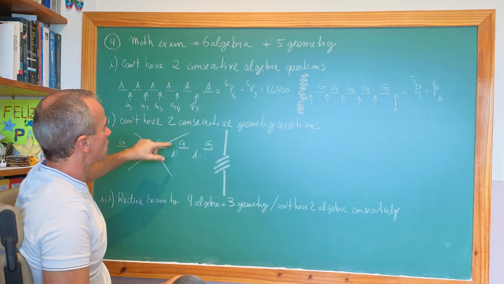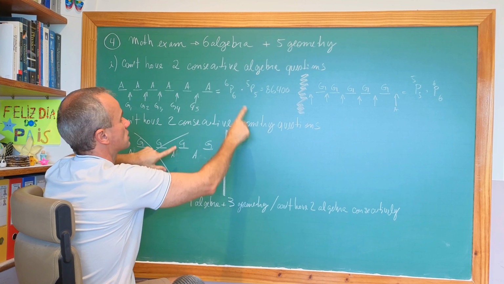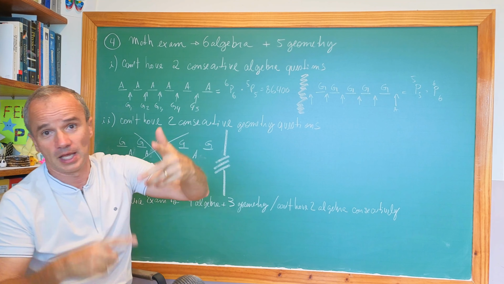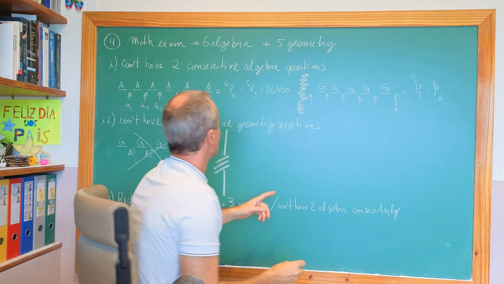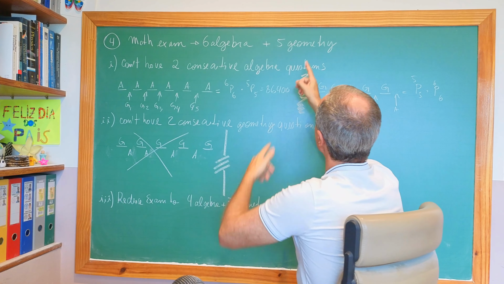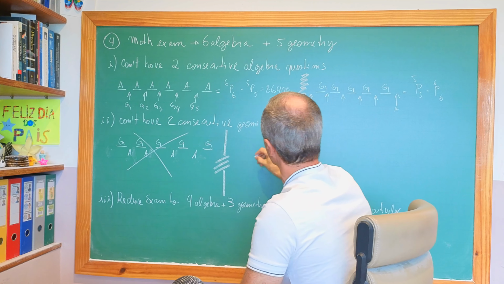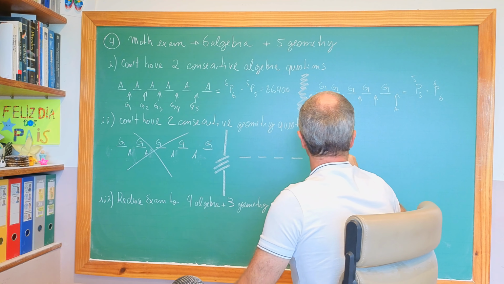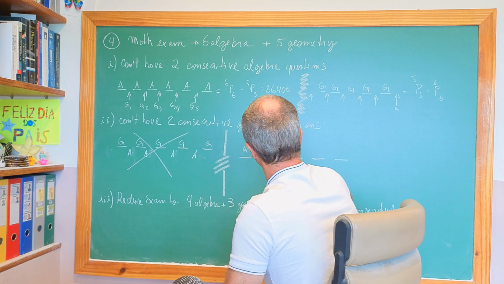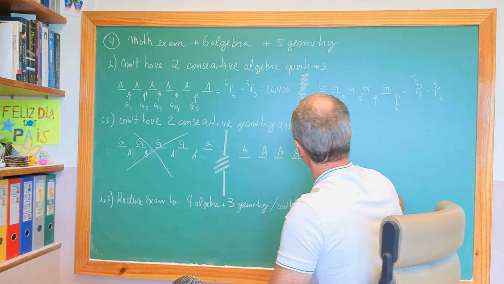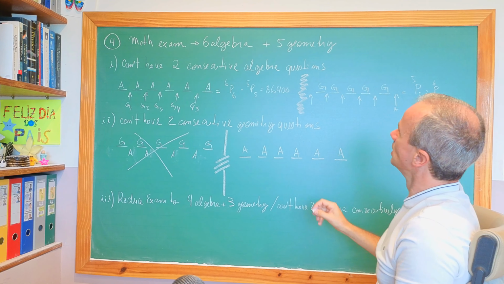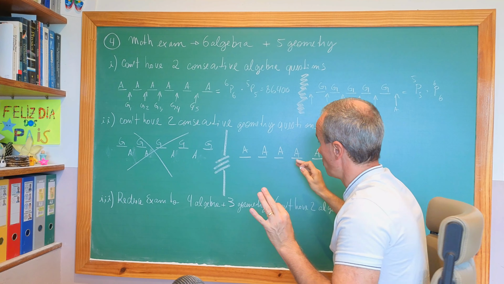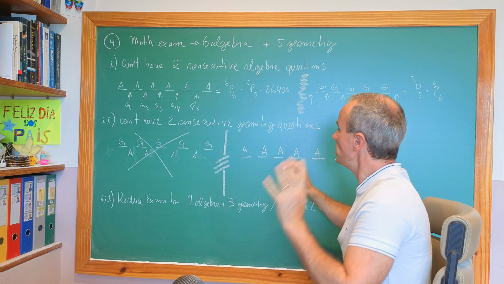So I cannot start by the geometry, just like I started by the algebra. Geometry is not going to work. So let's work the other situation around. So the other possibility is what? Let's spread the algebra. So I have 6 algebra. 1, 2, 3, 4, 5, 6. I have algebra. Beautiful. Now, geometry cannot be together. So I have to put the geometry only on those gaps.